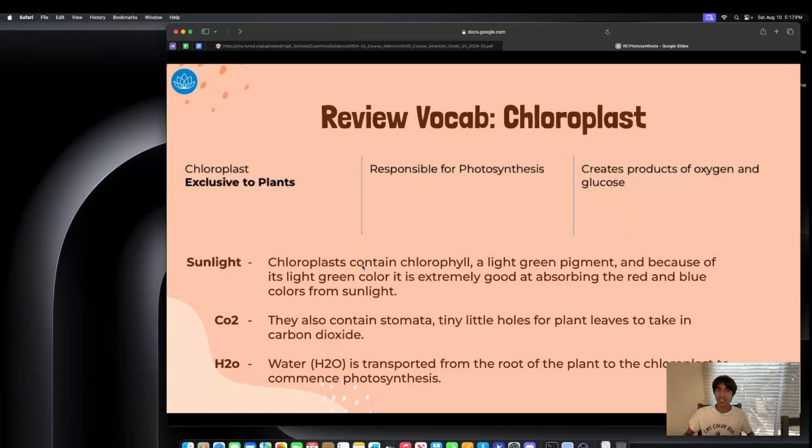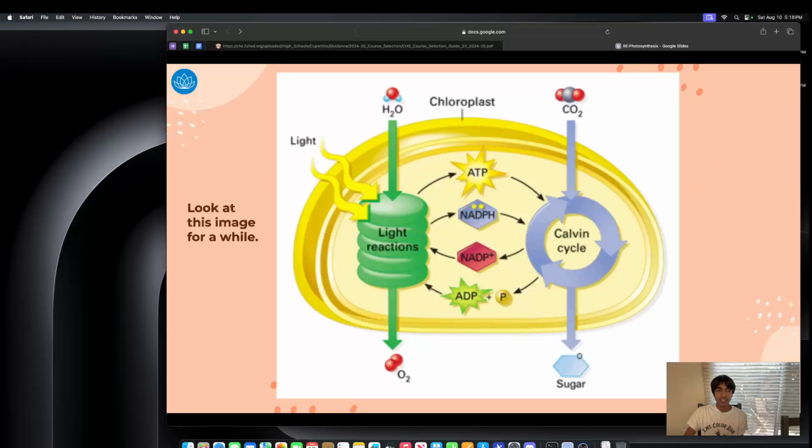If you've seen plants in your garden, or even the trees, the roots really go deep underground searching for water. Especially in deserts, you'll see plants that have adapted with really long roots to get water. So yeah, this is transported from the root of the plant to the chloroplast to commence photosynthesis. Yes. And then look at this image for a while. This is like the reactions inside a chloroplast, which is the cell that is responsible for photosynthesis.